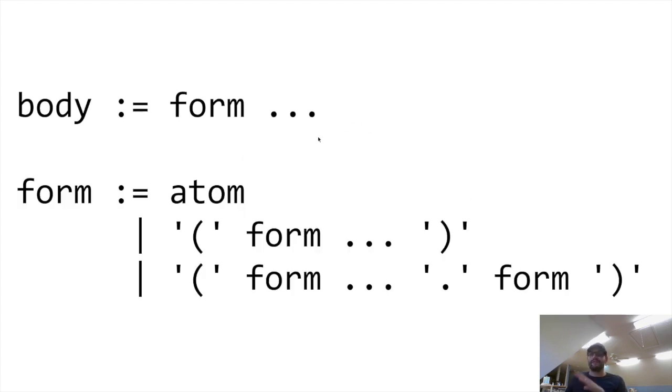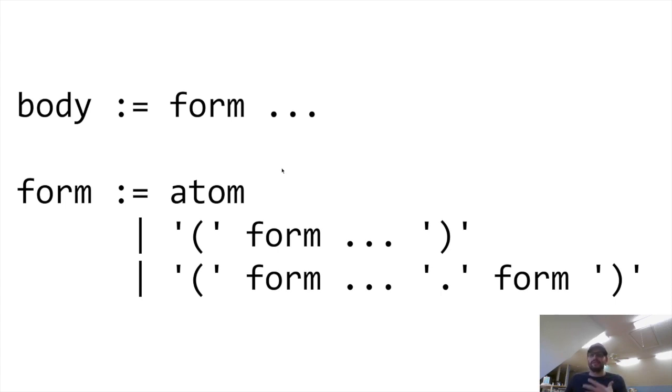So let's zero in on S-expressions for a little bit. S-expressions have this syntax where the body of your program is a list of forms, and then forms are either atoms, or there's a left parenthesis, and then a list of forms, and then a right parenthesis. And then there's also one other syntax, which is that you can have a dot right here, and then a form after that. So this is an extremely broad thing.